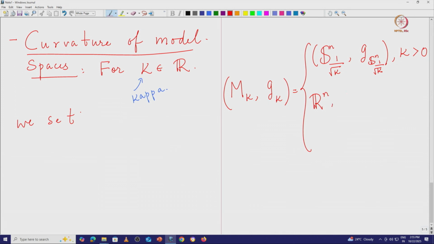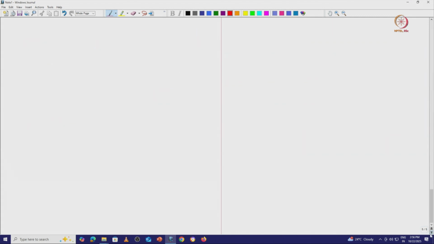It is going to be the Euclidean space when kappa is 0, and it is going to be the hyperbolic space with radius 1 by square root of minus kappa and the corresponding hyperbolic metric whenever kappa is negative. Okay. So then one has a nice formula for calculating the curvature of these manifolds.